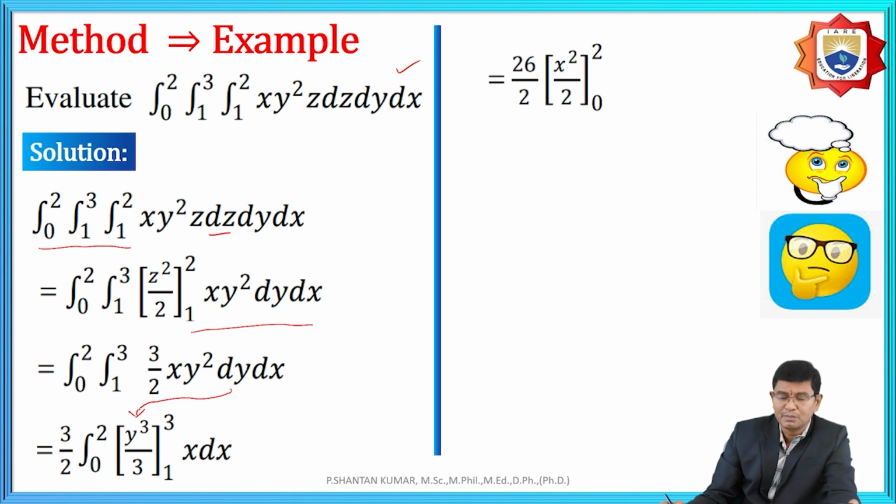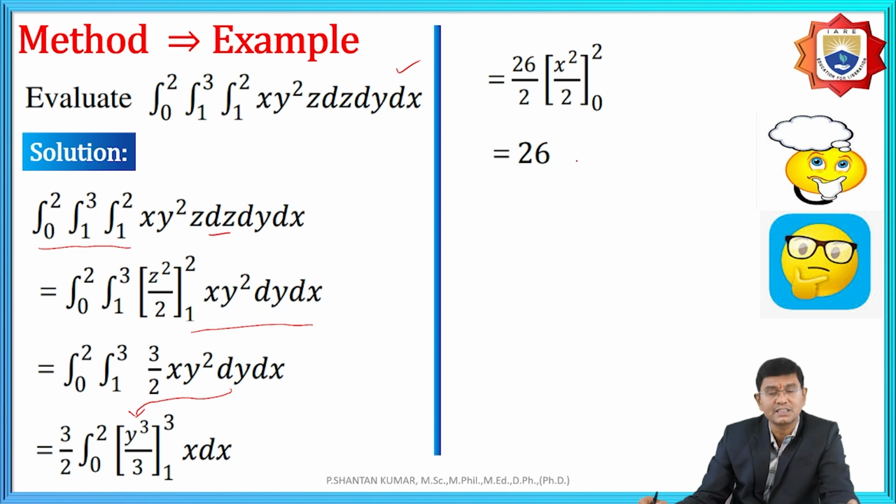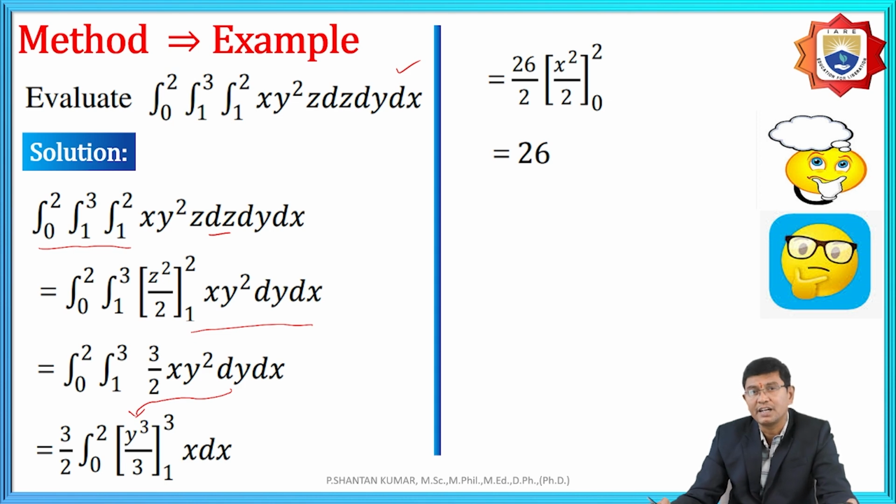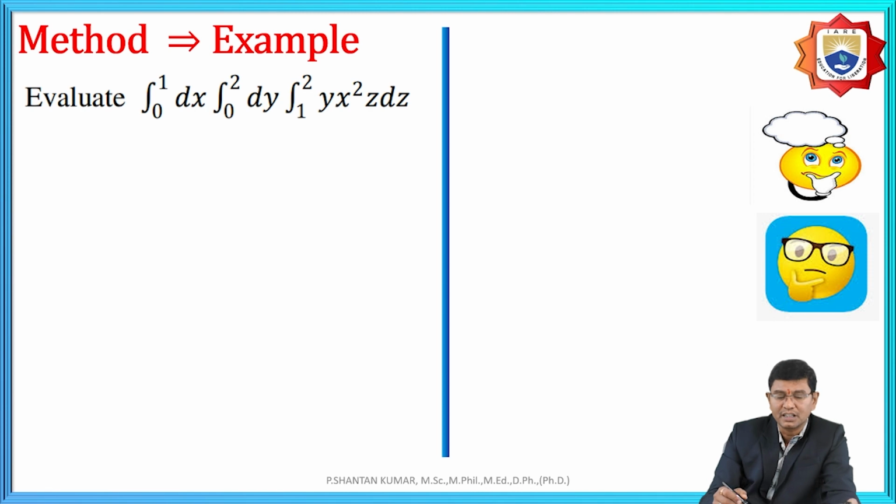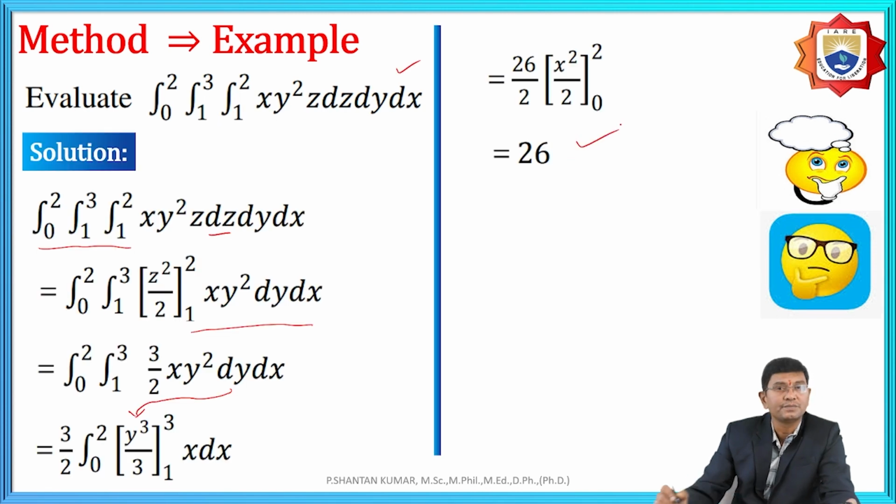Now, after simplification, it is 26 by 4 into x square, from 0 to 2, after applying the integration with respect to x. Then we need to replace x with 0 to 2. The solution will be 26, which is the final solution.